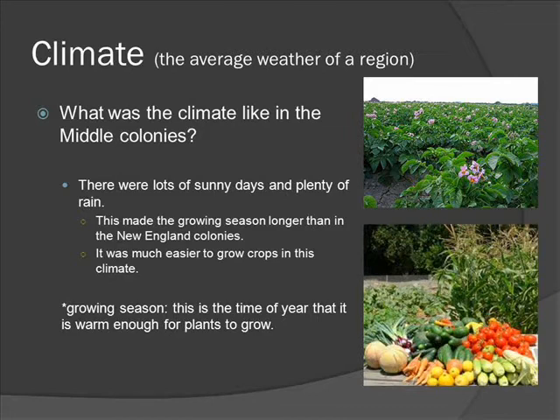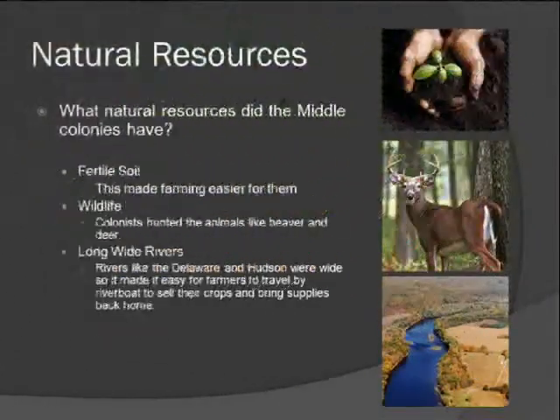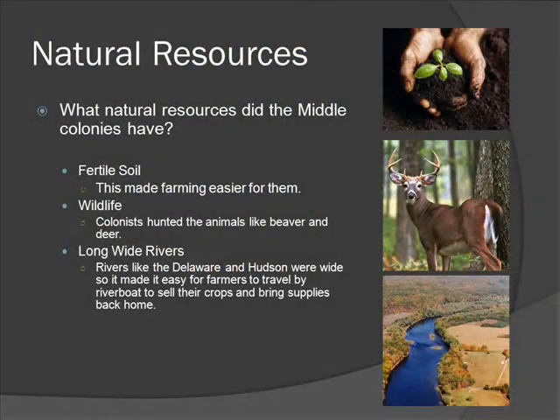So as a result, the farmers were able to grow crops longer, and so they were able to live better off of their crops. Okay, so what kind of natural resources did they have in the Middle colonies? Well, we already talked about the fertile soil, so they were great for farming, but they also had a lot of wildlife.